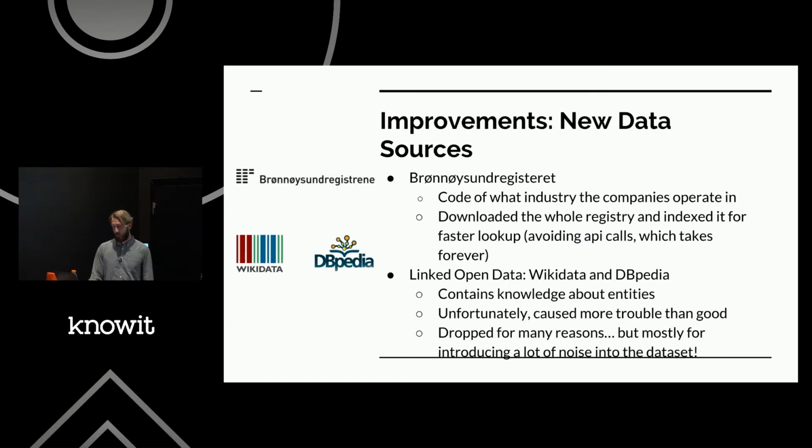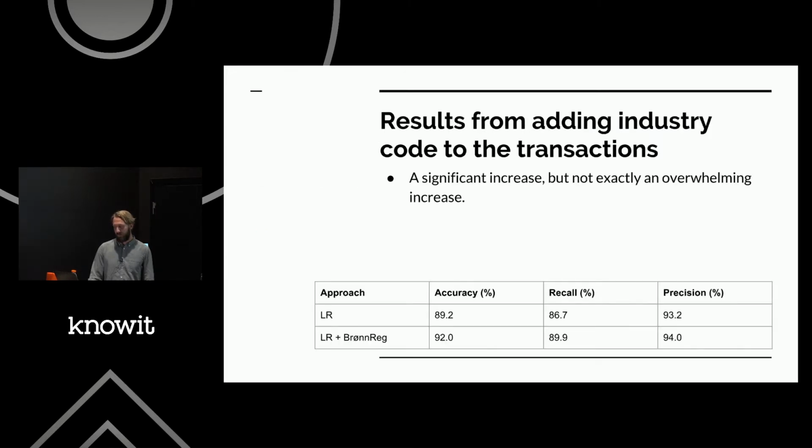I also tried other data sources, Wikidata and DBpedia. This contains knowledge about everything, like all entities. But unfortunately, this was not a very good idea because it's an ongoing open source project, so everything is not the way it should be. It just introduced a lot of noise into the data set, so the accuracy actually went down. But by introducing Brønnøysundregistrene, we could see an increase of almost 3% accuracy. It's not really that much, but it's something. It's an increase.